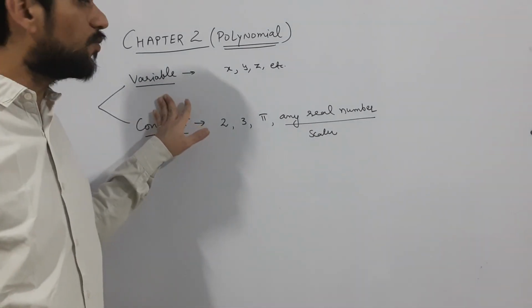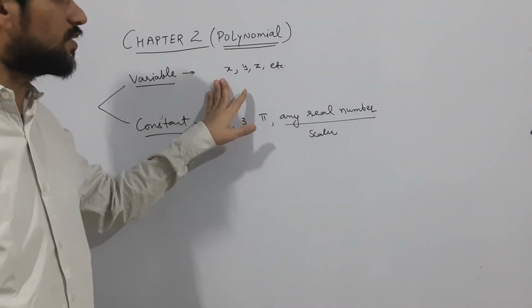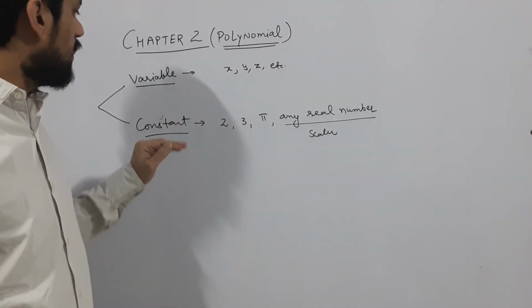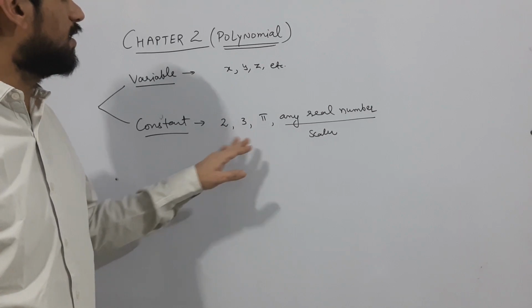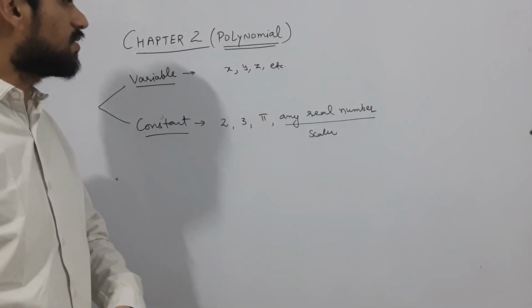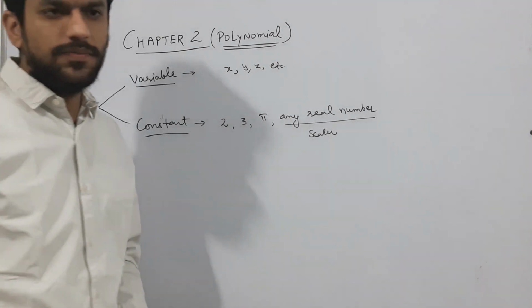Variable जो अपनी value को change कर सकते हैं according to the situation or condition, they can assume more than one value. And constant which cannot change its value, for example 2, 3, any real number, these are also called scalars.